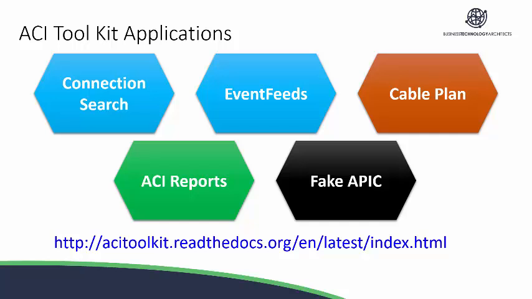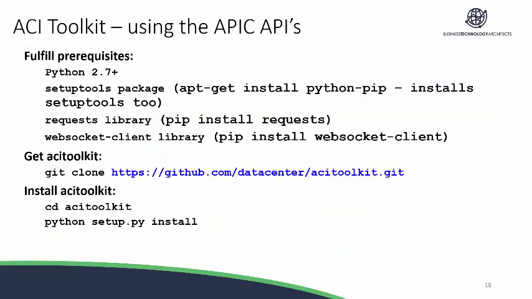Cable plan application is a tool to create and compare cabling of an ACI fabric. And then ACI reports is a collection of reports around security, physical switches, and logical. Fake APIC is designed for users to view managed objects and their properties based on the JSON configuration files. And here are your prerequisites for running the ACI toolkit.